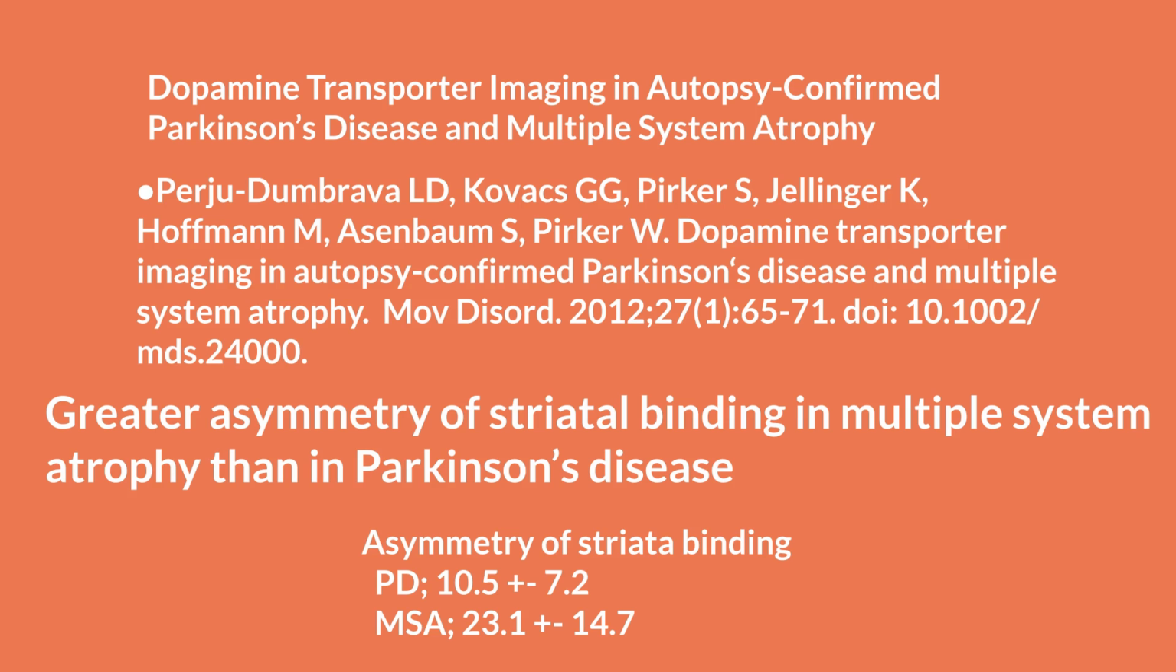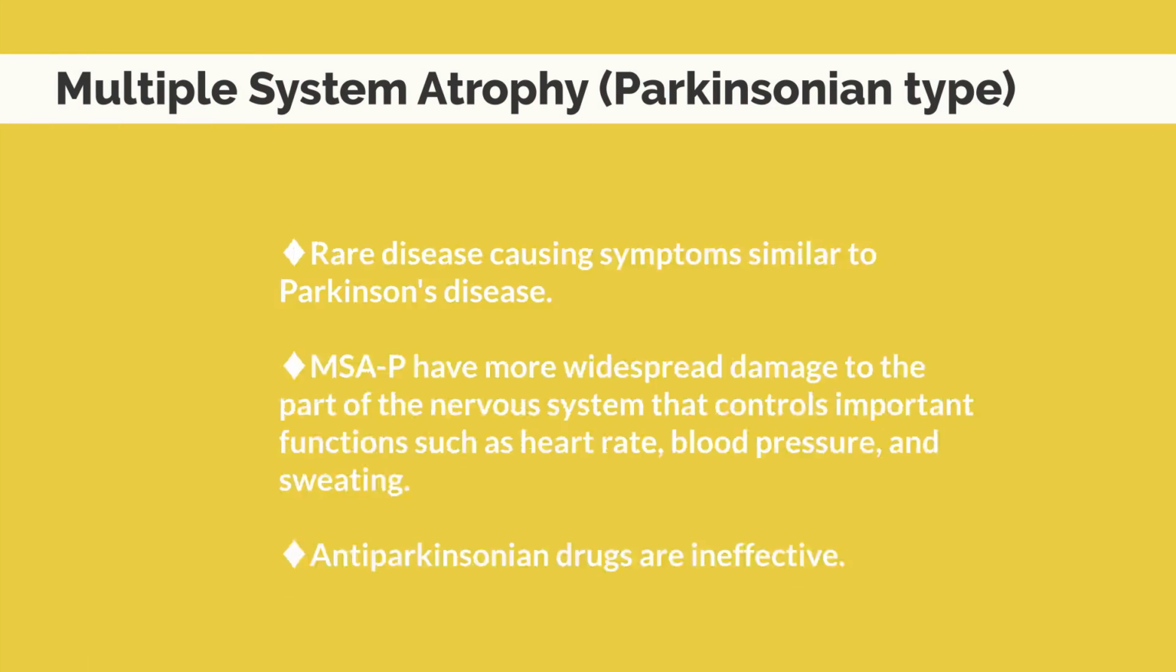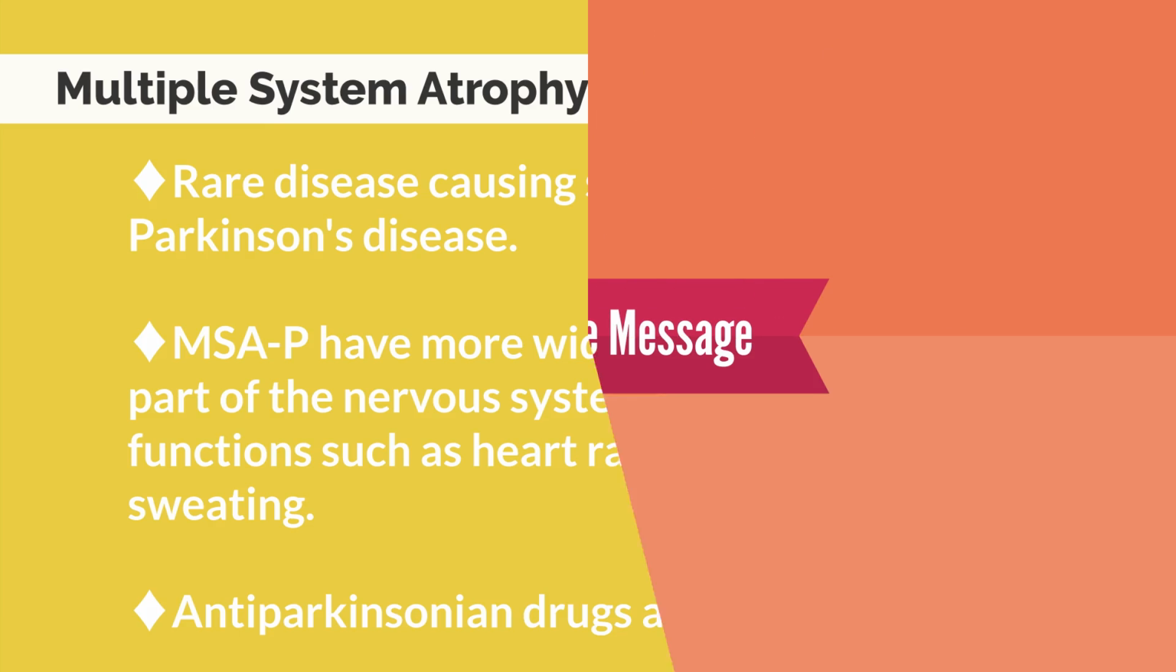Compared to Parkinson's disease, there is a marked difference in striatal accumulation between the left and right hemispheres in patients with multiple system atrophy. Multiple system atrophy Parkinsonian type is a rare disorder that causes symptoms similar to those of Parkinson's disease. However, patients with multiple system atrophy Parkinsonian type have more extensive damage to the part of the nervous system that controls important functions such as heart rate, blood pressure, and sweating. Anti-Parkinsonian drugs are ineffective.